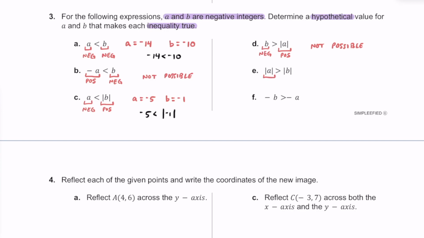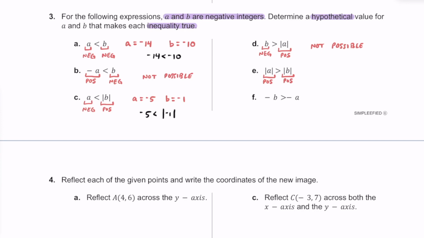All right, for E, we have the absolute value of a is greater than the absolute value of b. Now, a is going to be a negative number, but the absolute value of a negative number is going to be a positive number. B is also a negative integer, and if we take the absolute value, this is going to be positive as well. So how could we do this? Well, a positive number can definitely be bigger than a positive number.